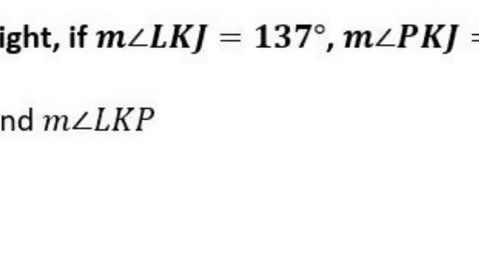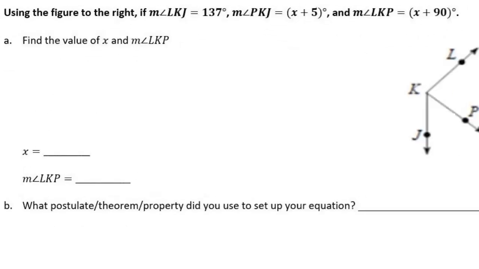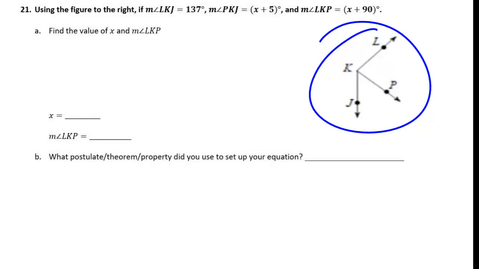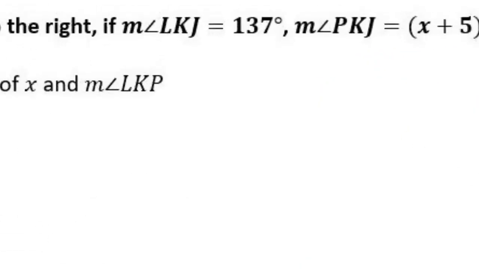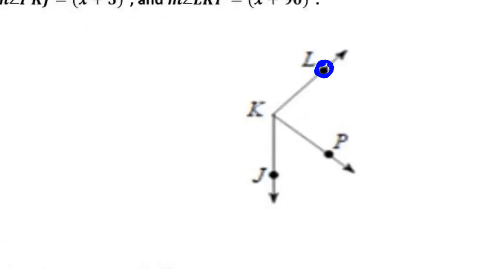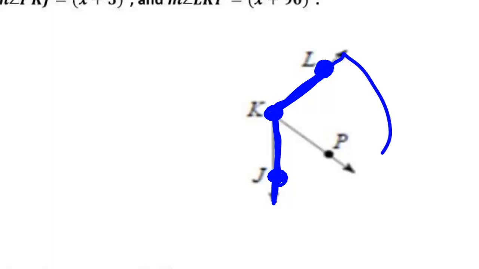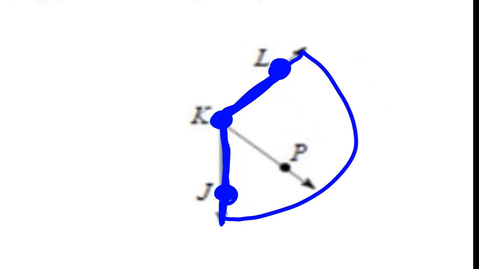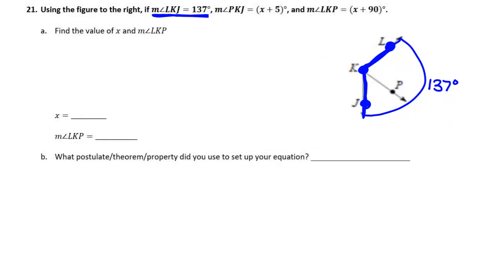All right, so on number 21, it says using the figure to the right. So I'm looking at this picture. If the measure of angle LKJ is 137 degrees, I'm going to go mark that on my picture. Here's L, here's K, here's J. So when it says angle LKJ, it means this angle right here. That is 137 degrees.